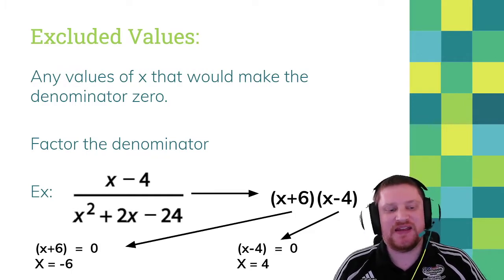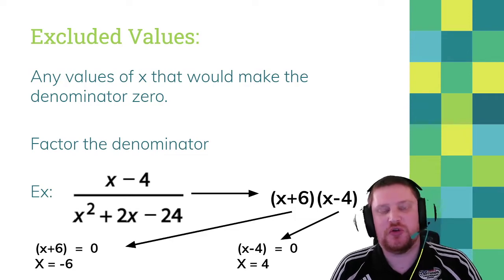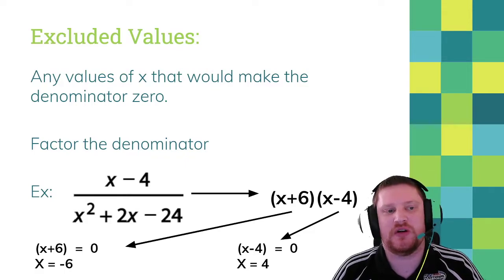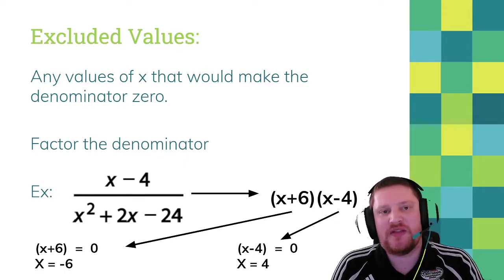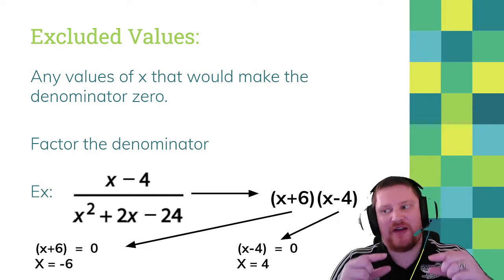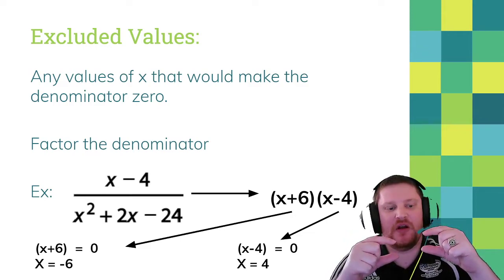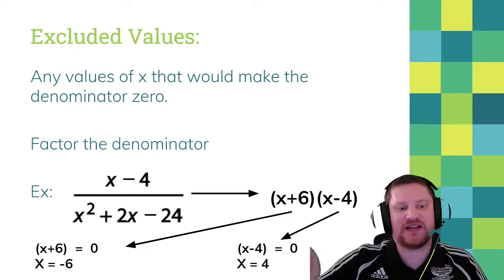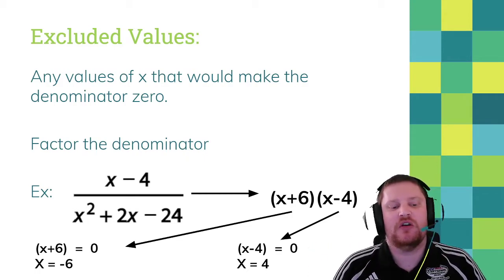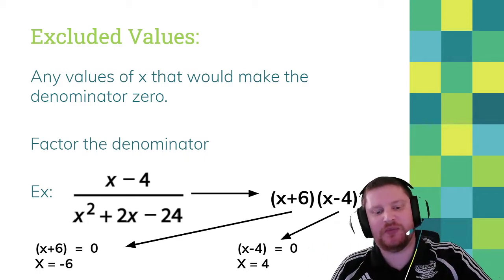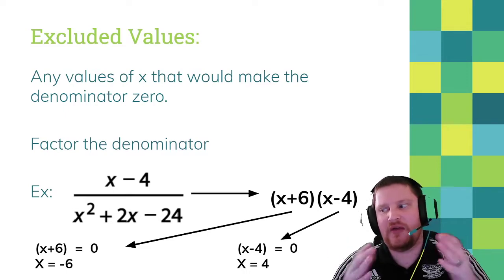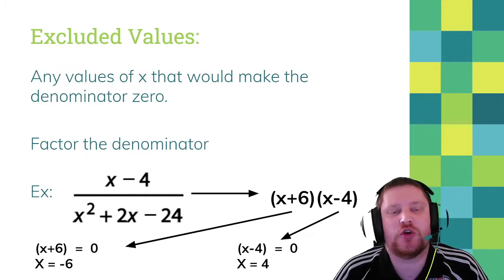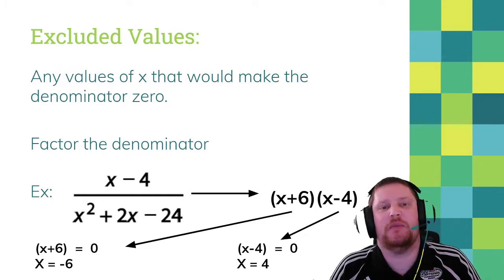So if you plug negative 6 into the original expression, you get divided by 0, so the expression itself does not work. The other way that you can do this problem is to graph just the denominator. If you graph just the denominator, you figure out where it crosses the x-axis. Those two places would be at negative 6 and at 4, and those are your excluded values. If you choose to do this graphically, make sure you are graphing only the denominator.